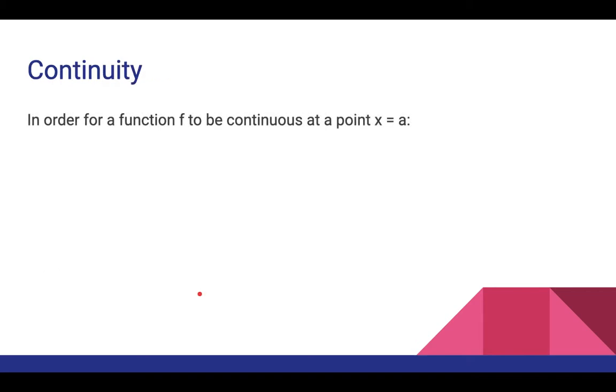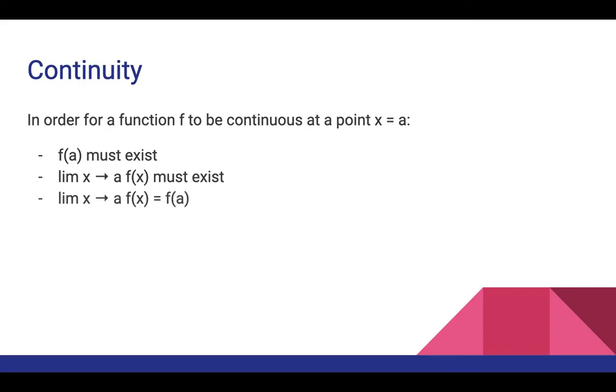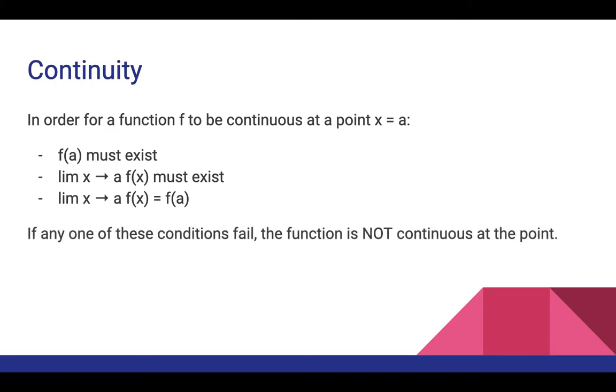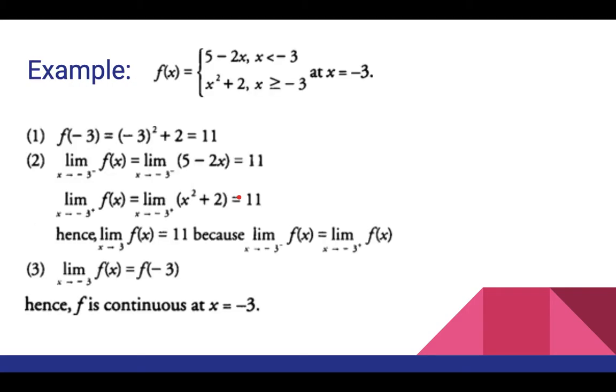Continuity. In order for a function f to be continuous at a point x equals a, f of a must exist, the limit as x approaches a of f of x must exist, and the limit must be equal to the function's actual value at x equals a. If any one of these conditions fails, the function is not continuous at the point. All three conditions have to be met. It's kind of like a failsafe. If any one is not met, then the function is not continuous.